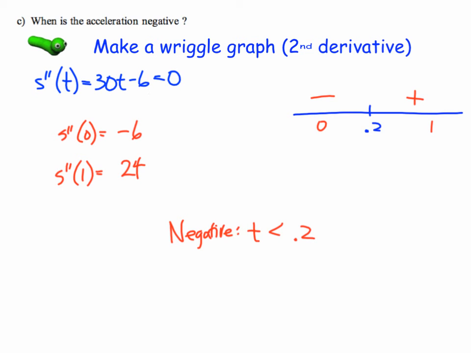And I'm going to plug in values 0 and 1 into the second derivative because the second derivative is acceleration. So notice when I plug in the value 0 into the second derivative, it equals -6, so that's where it's negative. It's negative where t is less than 0.2 because 0.2 equaled my fraction of 1/5 that I had earlier.